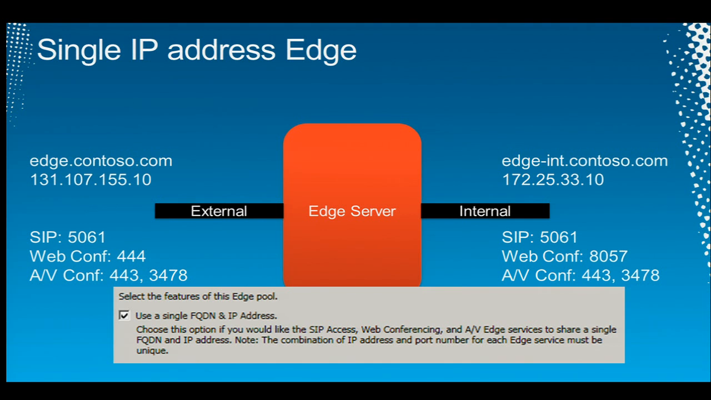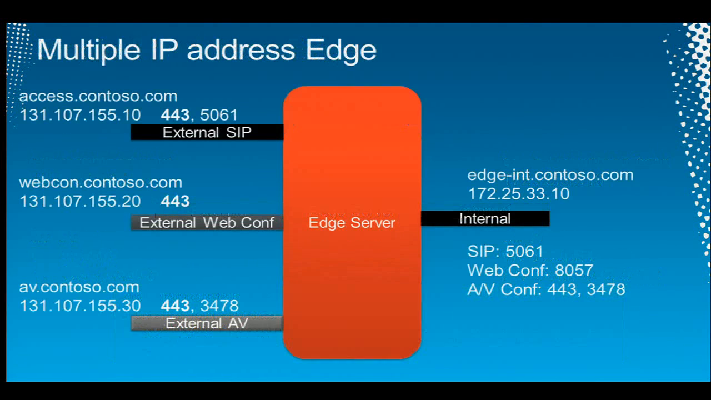So you have to specifically specify that you are using a single IP address in FQDN for this configuration. The default configuration would be 3 IP addresses on the external side. The internal NIC would have the same configuration, but on the external side you'd have 3 IP addresses: one for access, one for web conferencing, and one for AV. And each one of those IP addresses would have its own separate FQDN as well.